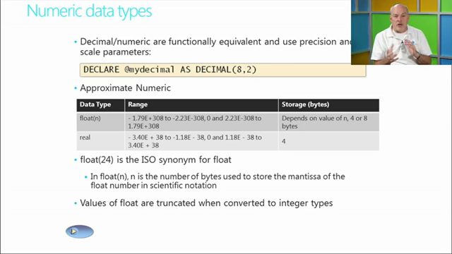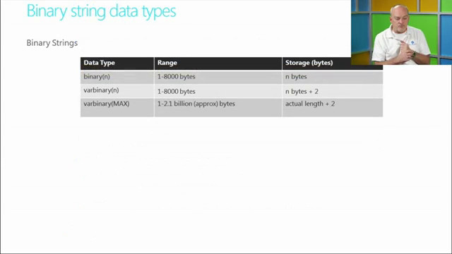So we declare these items, and we have to take into consideration what kind of content is going to be stored in there. We also have the approximate numerics, where we introduce float and real, and it depends on the type you're using or the value you're storing. It's anywhere between 4 or 8 bytes for the float, and 4 bytes for the real. So it's good to understand, as you're deciding what data types to use, the storage size that's going to be consumed and the type of data you're going to be storing in those columns.